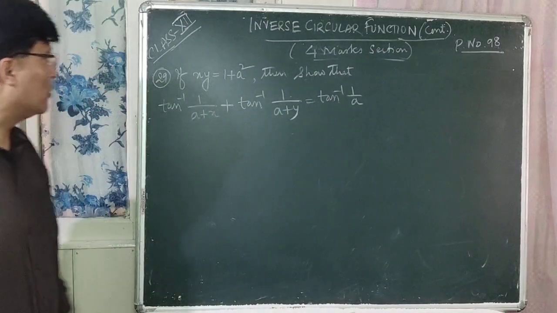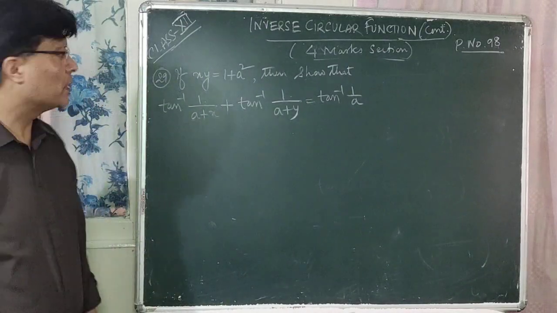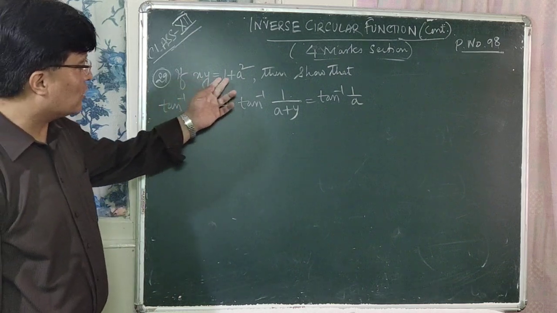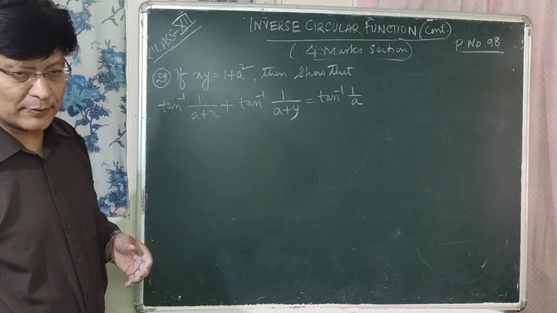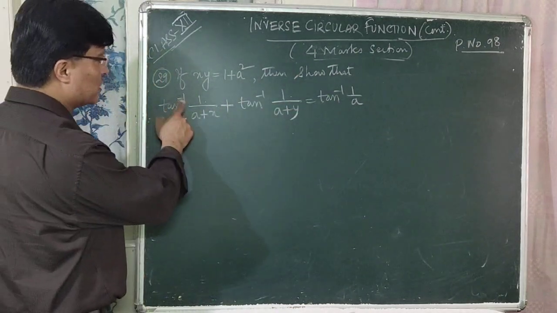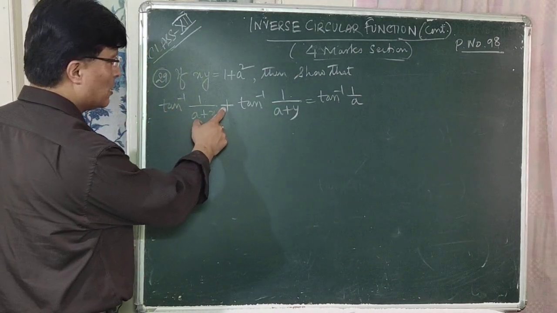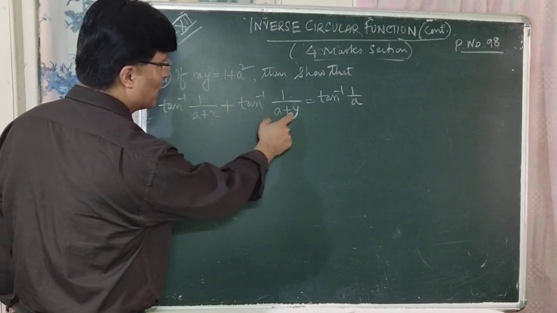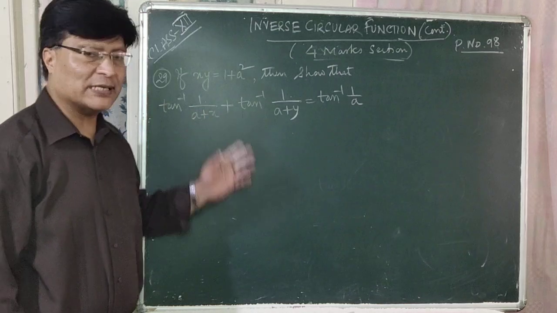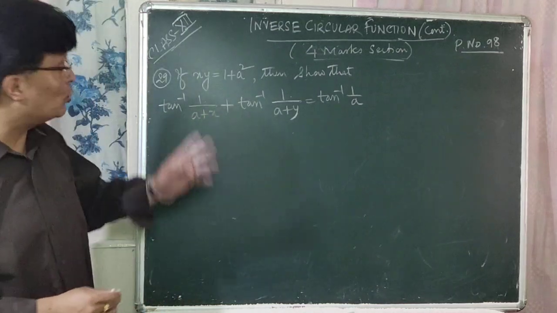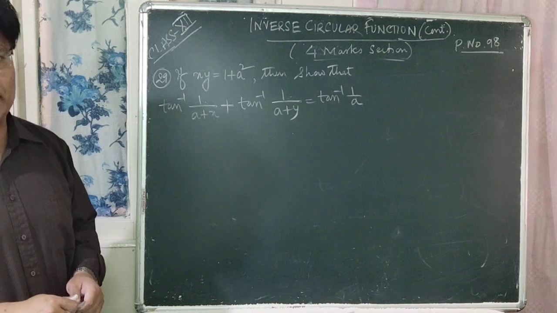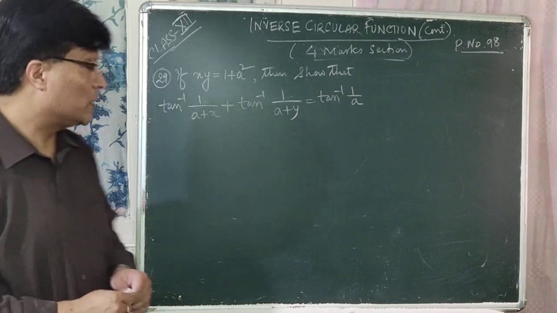So now we will do question number 29. The question is, if xy is equal to 1 plus a square, it is given, then prove that tan inverse 1 upon a plus x plus tan inverse 1 upon a plus y is equal to tan inverse 1 upon a. We have to prove that LHS is equal to RHS using xy is equal to 1 plus a square. That is your given part. So let us prove it.